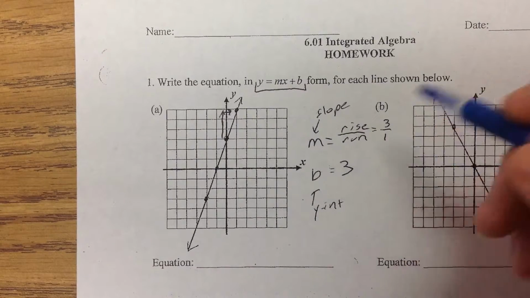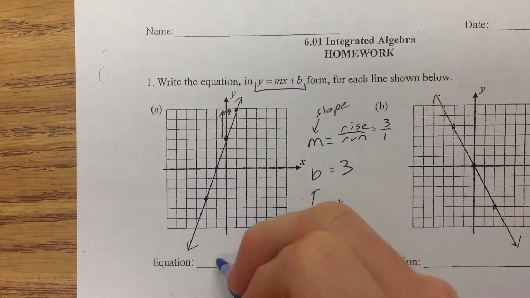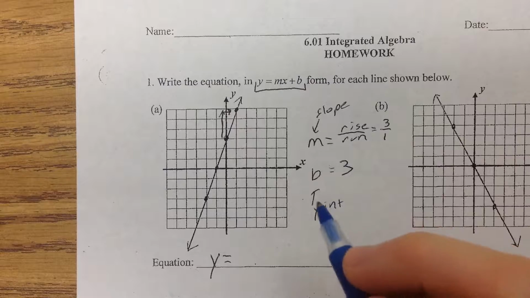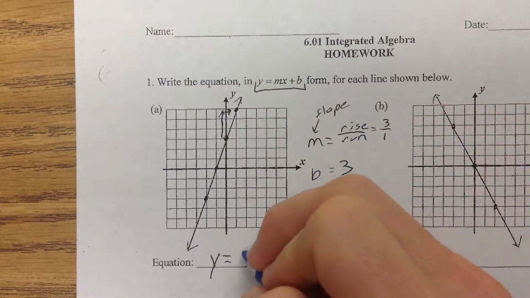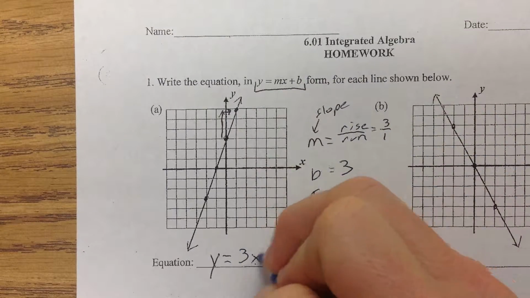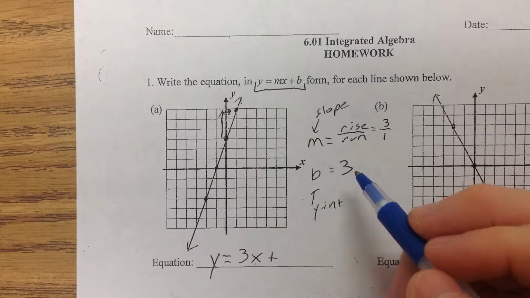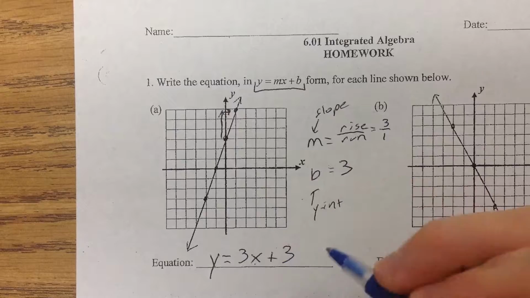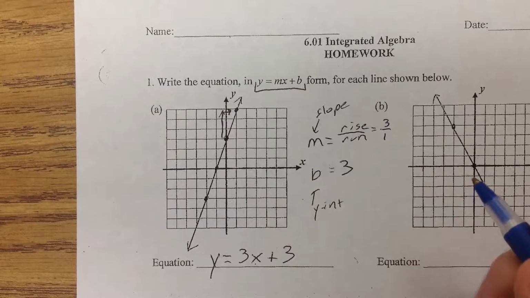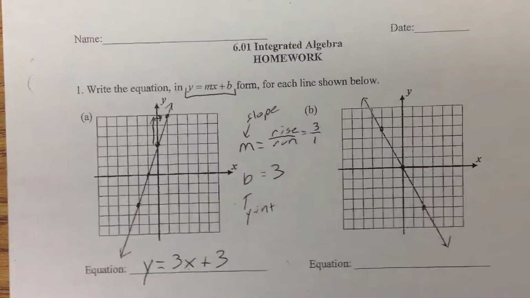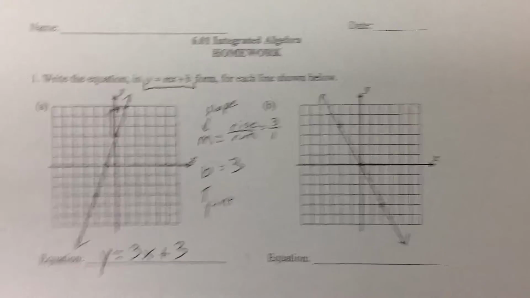So now that I have my m and the b, it's just a matter of plugging them in. So it's y equals mx, but instead of an m, I'm going to put my 3. There's my x plus b, but again, instead of putting my b, I'm going to put the number 3, and that would be my final equation. In this case, the m and the b happen to be the same, but that's not always going to happen.